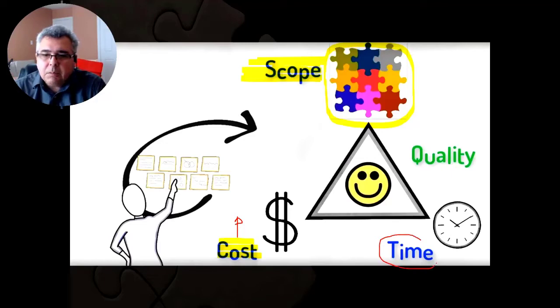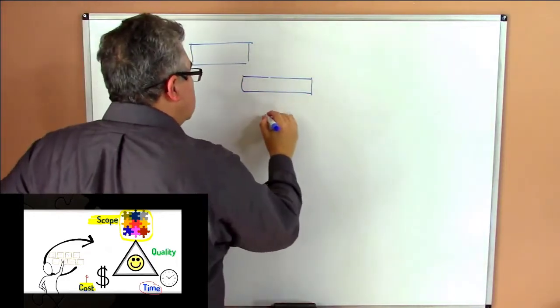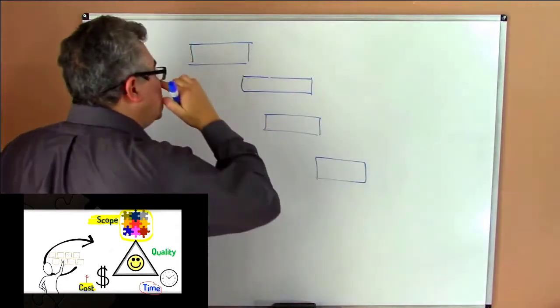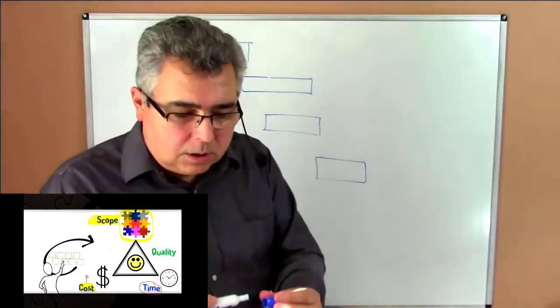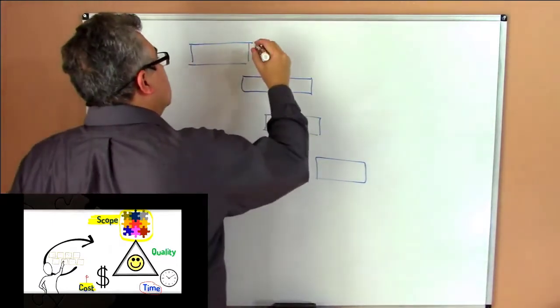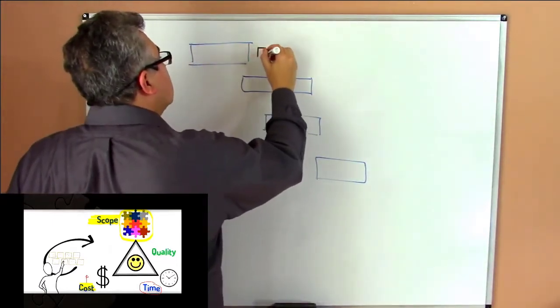Time is the duration. You have some time. Time can be starting date, duration, and finish date. So we identify events that can affect the estimated duration for an activity. And quality. Each activity has some sort of deliverable. So I'll be representing that the activity has some sort of deliverable.